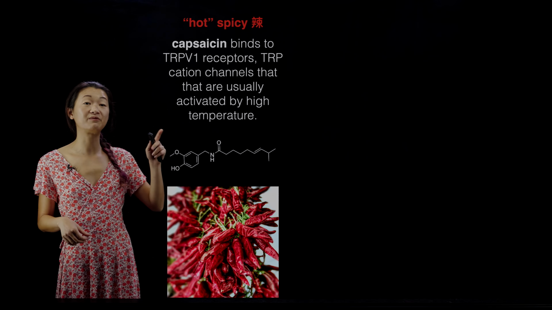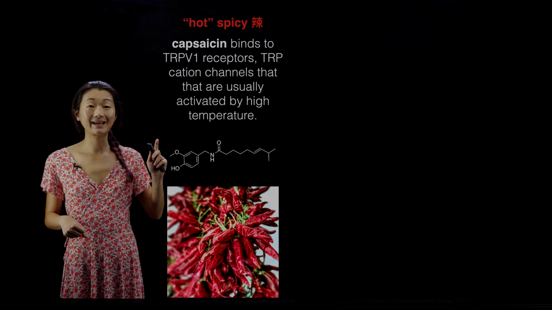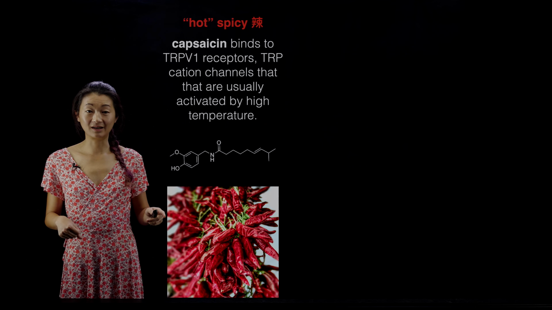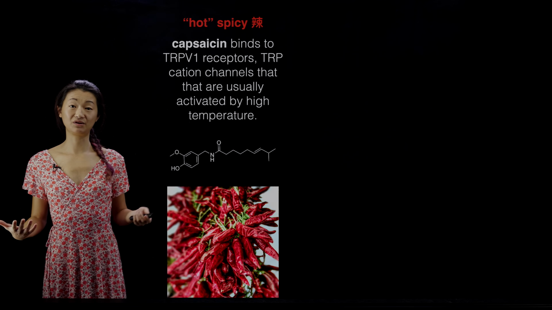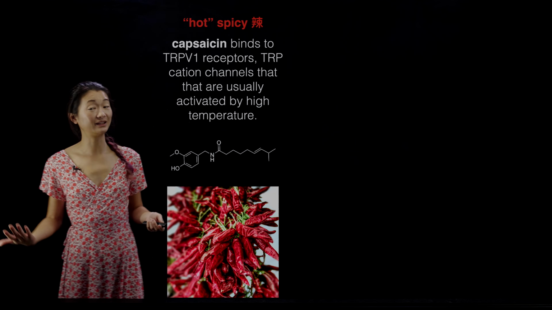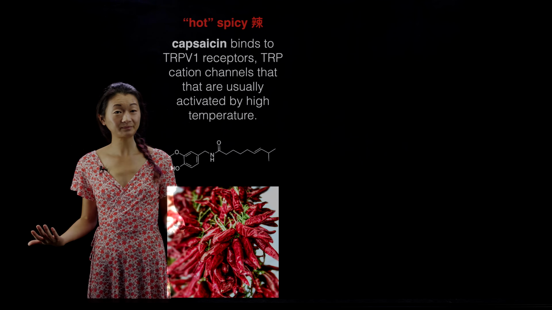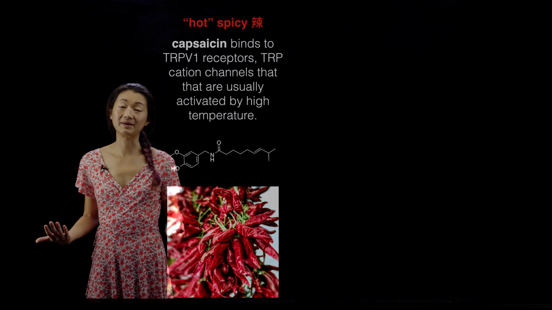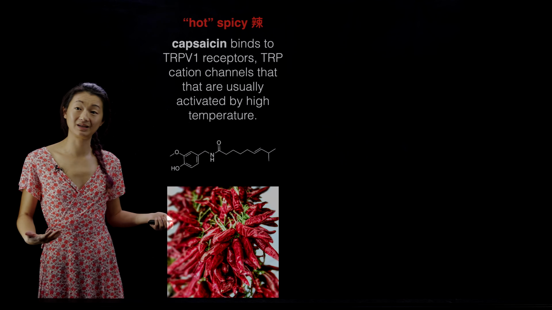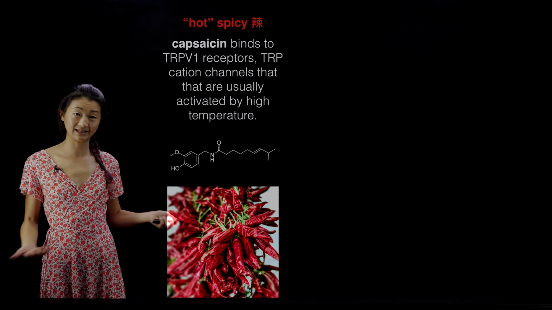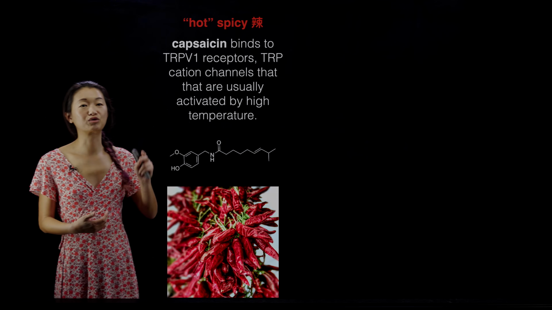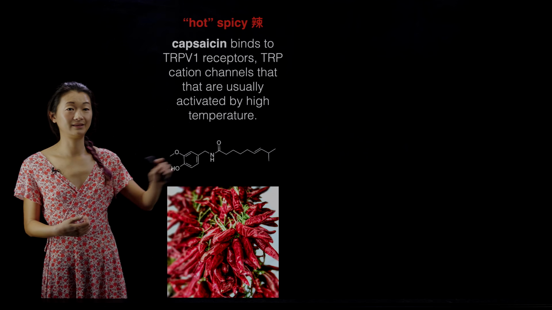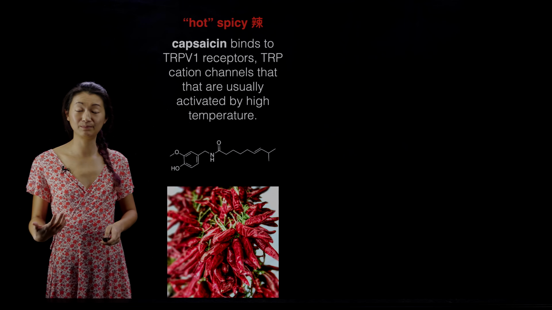And TRPV1 channels are cation channels that are actually found all over your tactile system, in your somatosensory system. So we'll get to that a little bit later in the somatosensory lecture. I'm just previewing it here because when you taste spicy food, it's not hitting any of the taste receptors. It's actually hitting this somatosensation receptor. And the TRPV1 channel in particular is one that's usually activated by high temperature.